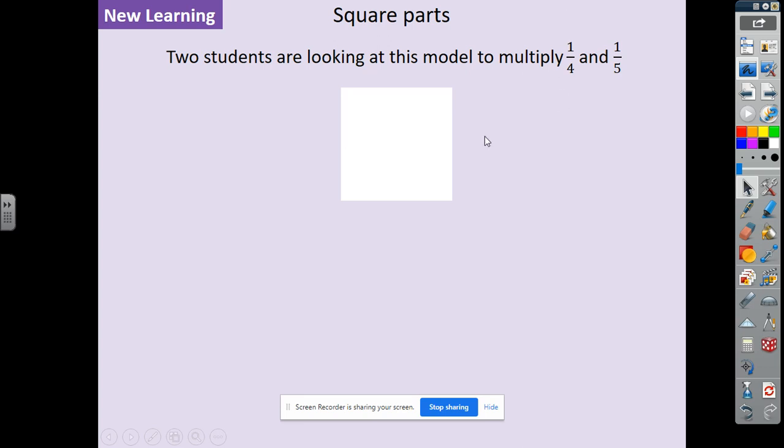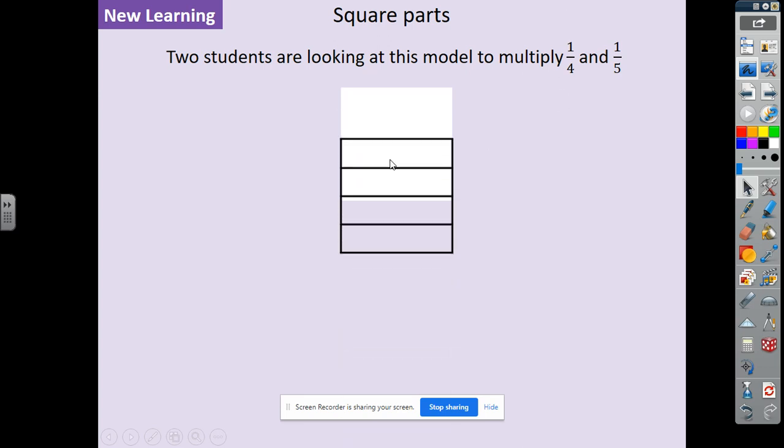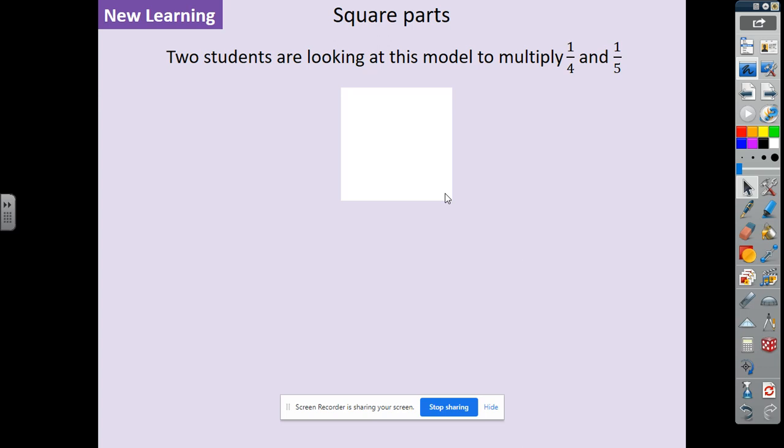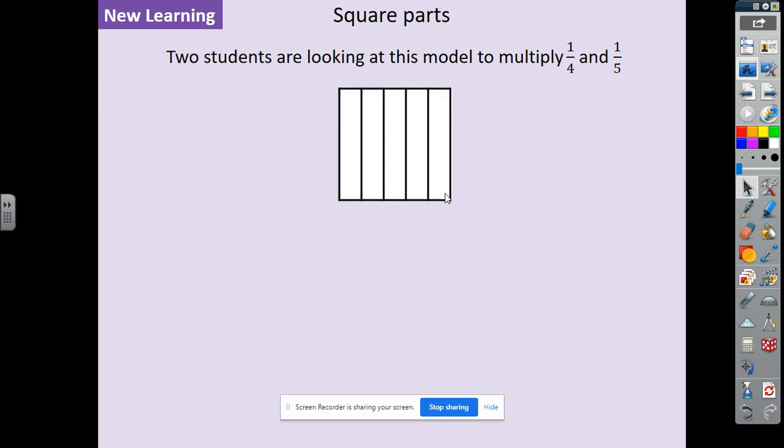If I am going to look at quarters, I might choose to split this horizontally like this, and you can see I've split it into 1, 2, 3, 4 parts. Now if I shade one of those, that would be 1/4 of the shape shaded. Now, if I want to split this into fifths as well, I could split them vertically. So then I can have 1, 2, 3, 4, 5, shade one of those, and that would be my fifth.